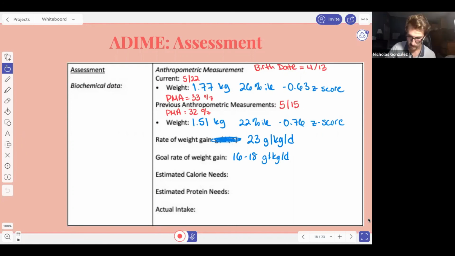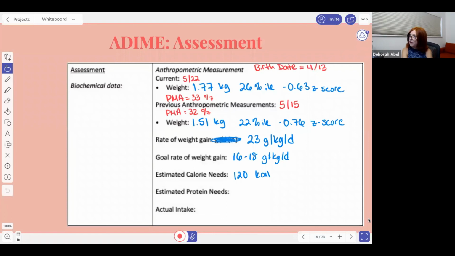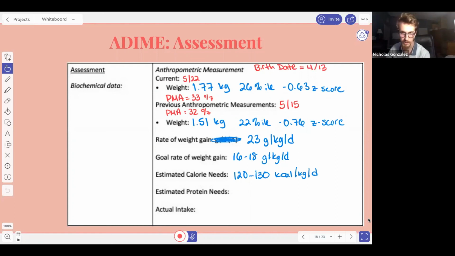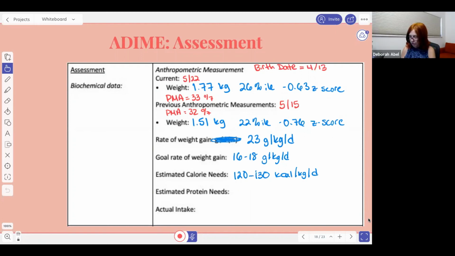The estimated caloric needs were about 120. Yeah, 120 to 130 if you specifically use Ziegler. I believe it was 128, but 120 to 130 is good. That's the ESPGHAN guidelines. And I believe you mentioned the protein intake was 3.5 to 4.5? Yes, that would work. Estimated, rather.